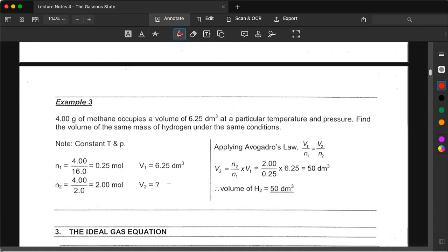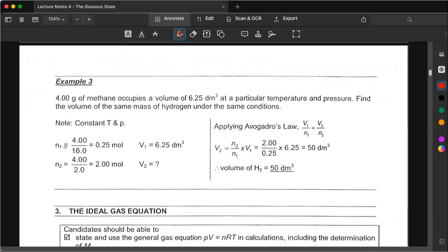Now, let's look at this example to understand how the equation can be applied to solve a question. We have 4 grams of methane, which occupy a volume of 6.25 dm cube at a particular temperature and pressure. Find the volume of the same mass of hydrogen under the same conditions. So we can calculate the number of moles of methane to be 4 grams divided by 16, which is the molar mass of methane, to give us 0.25 mole. And at this amount of methane, we have a volume of 6.25 dm cube.